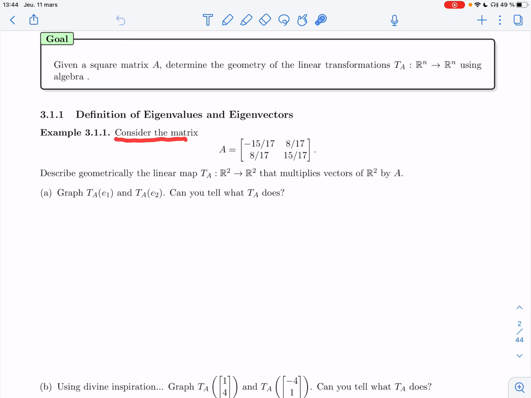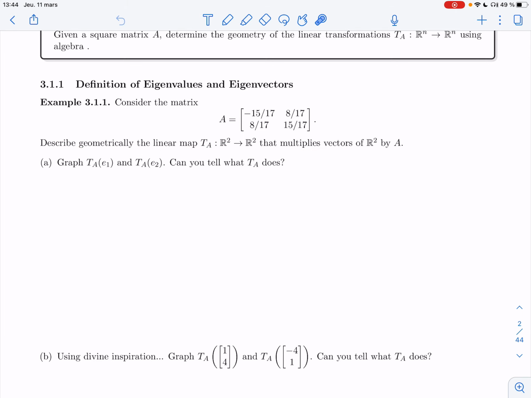All right, consider the matrix. And here's my matrix: minus 15 over 17, 8 over 17, 8 over 17, 15 over 17. It looks like a pretty bad matrix. I want to figure out what this matrix does geometrically. So describe the geometry of the linear transformation T_A from R2 to R2. That's a linear transformation that multiplies vectors of R2 by A.